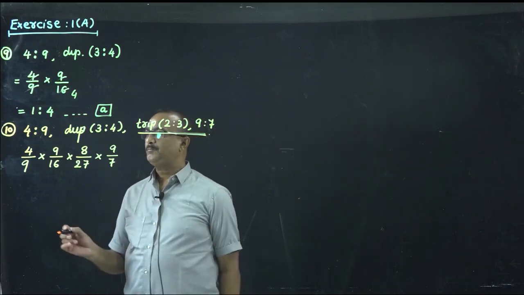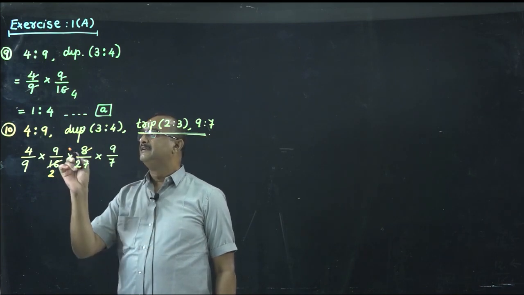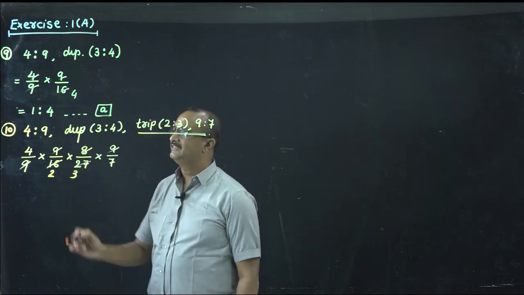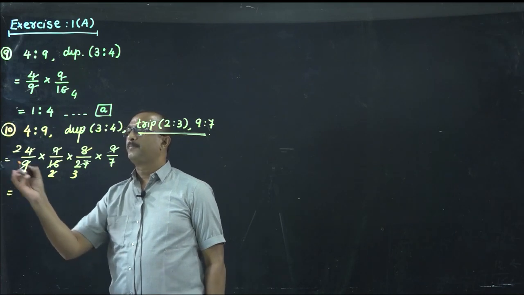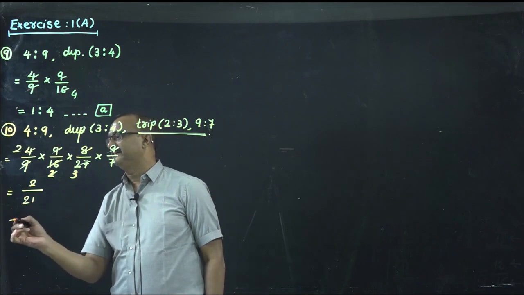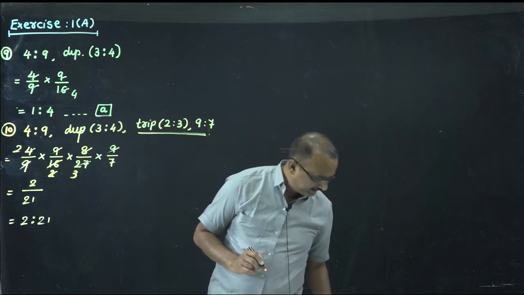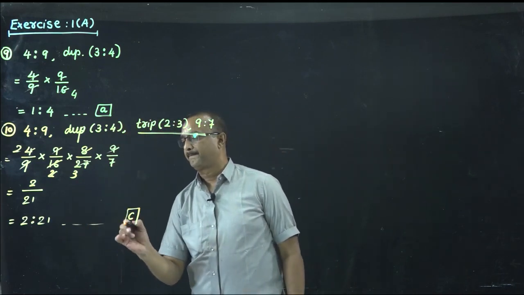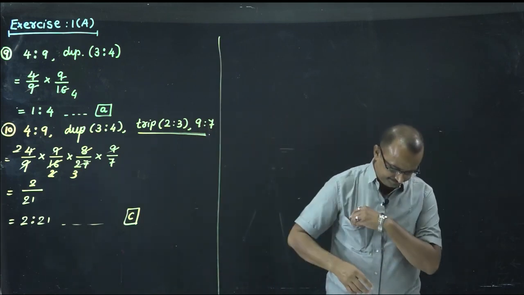So 8 2s are 16, 9 9 cancel, 9 3s are 27, 2 2s are 4. Our answer is 2 by 7 3s are 21. It is equal to 2 is to 21 and the correct option is C. Okay, now question number 11.